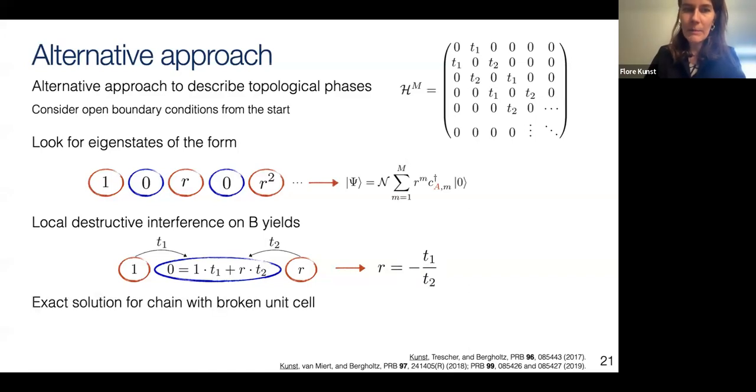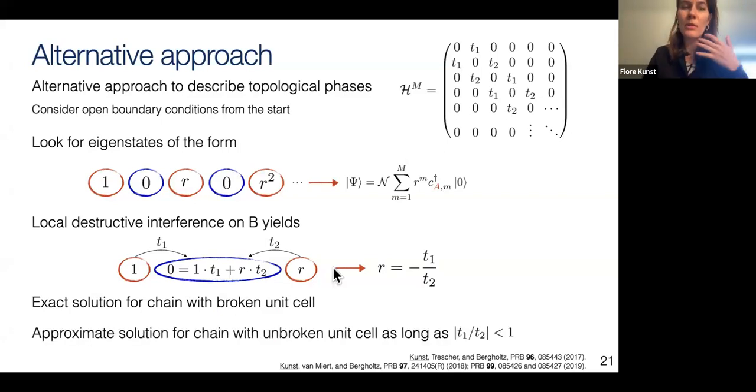And this is an exact solution for a system with a broken unit cell, so here with 3 sides, and it's an approximately good solution for a chain with an unbroken unit cell. So if I start with red and end with blue, so I have A on one end and B on the other boundary, as long as this ratio is smaller than 1, the state is localized to the boundary on the left.